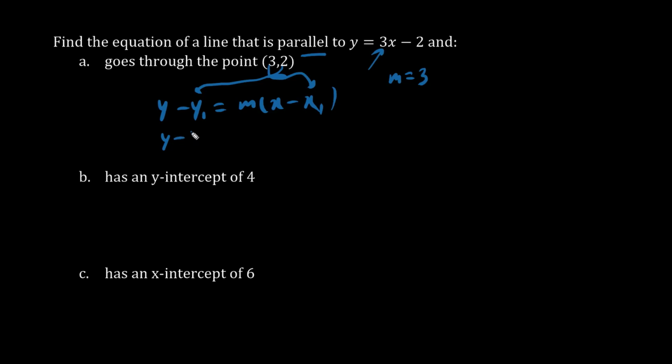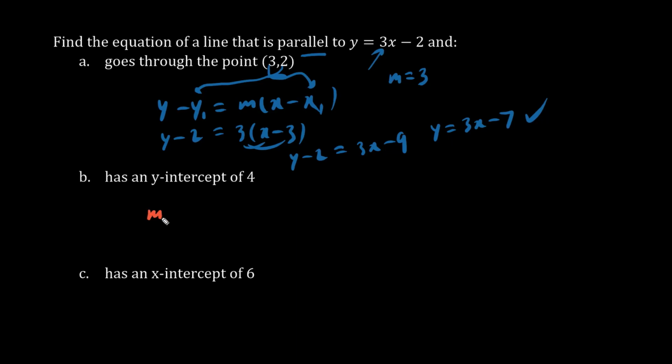So y minus 2 equals the slope 3, times x minus 3. Using distribution, we have 3x minus 9. Adding 2 to both sides, we have y equals 3x minus 7. This here is a line that is parallel to this line here.